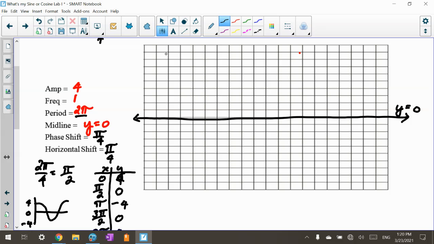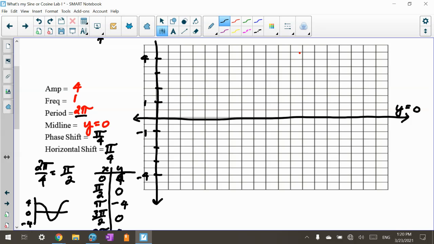And I'm going to get this set up. So I'm knowing it goes up to 4 and negative 4. So I'm just going to go every 2. So let me undo that. Every 2, there's 1, 2, 3, 4. 1, 2, 3, 4. Okay, so every 2 is going to be 1. So here's negative 1 and here's 1, and I'm going to count up.